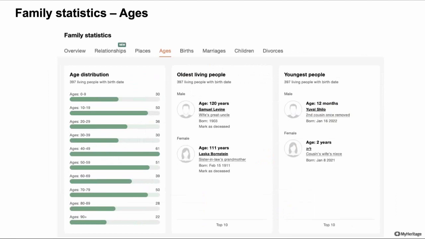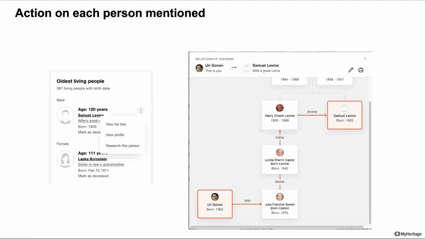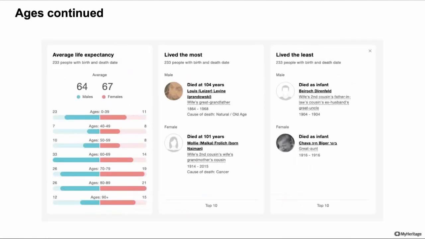Scrolling down in the ages page, we also get to something called life expectancy, and people who are actually deceased and how long they lived. So the first one is based on gender. So we divide life expectancy by gender. And in my tree, out of all the people who are deceased, the average age of death of males is 64, and the average age of females at death is 67.